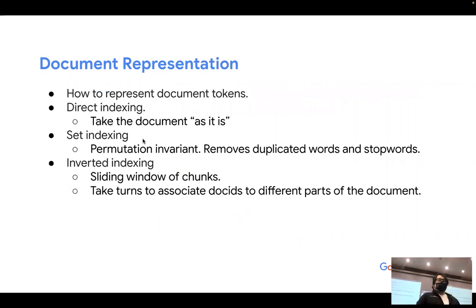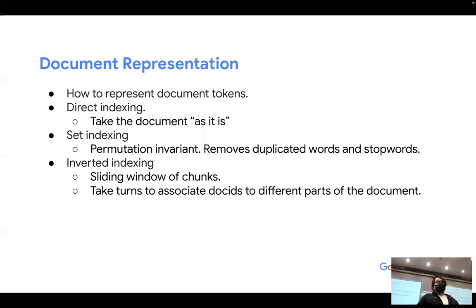So the next question: we have talked about how we represent the doc IDs in DSI, and the next question is how to represent document tokens. On the targets, you have doc IDs, and on the inputs, you have the document tokens. The question is, what's the best way to represent these document tokens? Because documents can be long, right? So we explore three different methods.